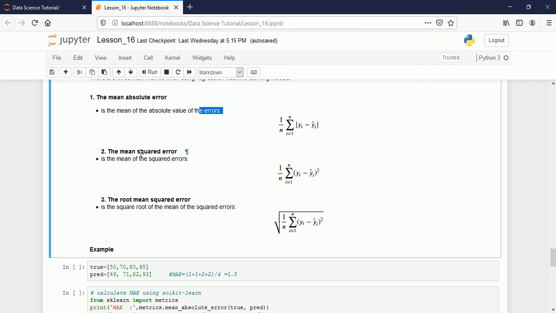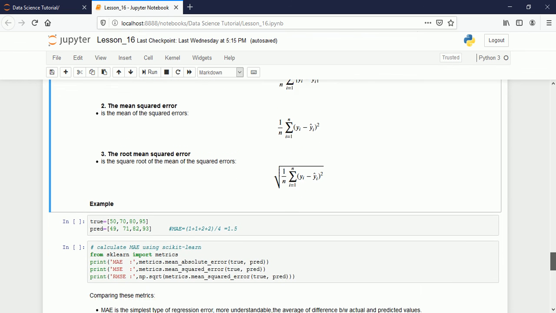Then we are going to calculate the mean square error. We just square the errors, then find the summation and divide by the number of observations. And for root mean square error, we just take the square root of this one.